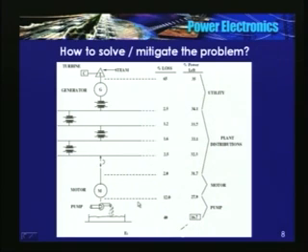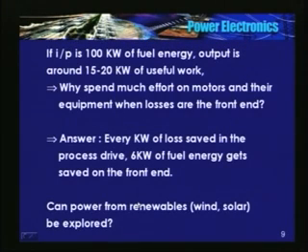So if the input is 100 kilowatt of fuel energy, the output is around just 15 to 20 kilowatts of useful work. I'll repeat, 100 kilowatt is the input of fuel energy. How much do I get? Output is of the order of 15 to 20%.